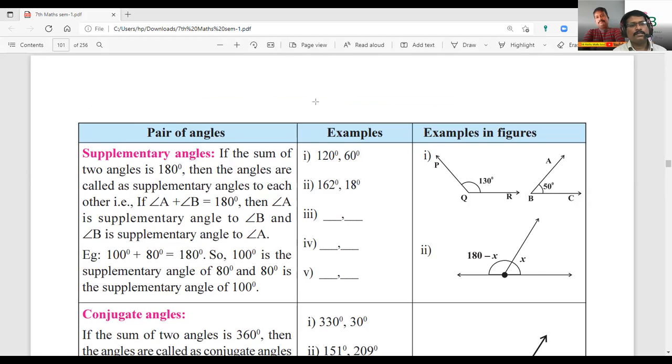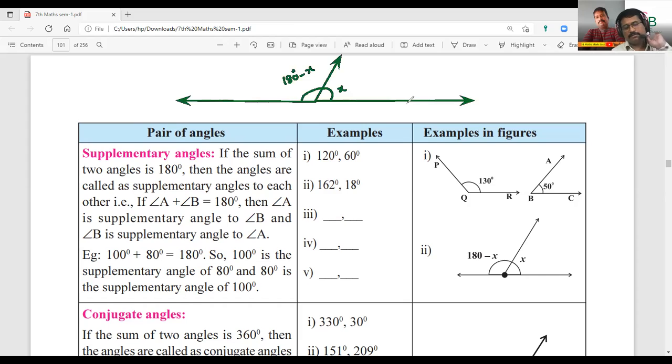So another ray is like this, and this like this. Okay, Rana? So we can call them supplementary angles. If one angle is x, then automatically its supplementary angle is 180 minus x. So that's it, Nana. So 180 minus x. Okay.